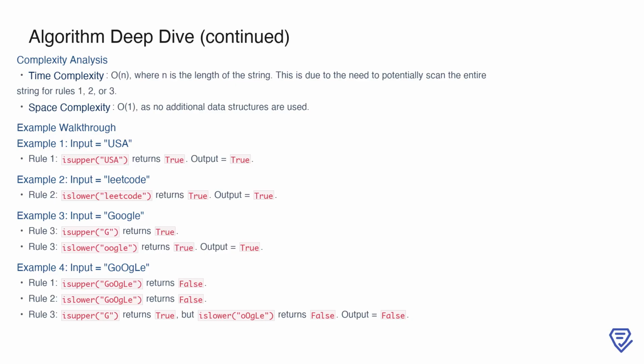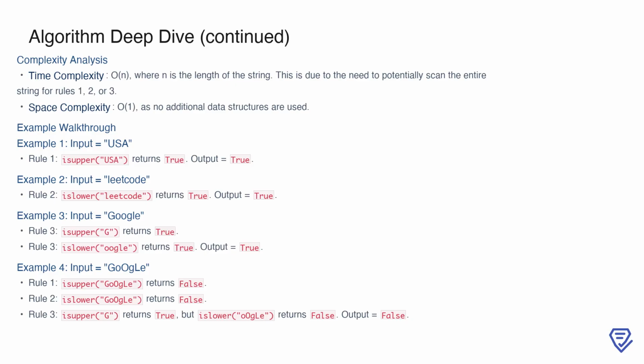For the word USA, the isupper method returns true, satisfying the first rule. The output is true. For LeetCode, the islower method returns true, satisfying the second rule. Again, the output is true. For Google, the first character is uppercase, and the substring oogle is lowercase, satisfying the third rule. The output here is also true.